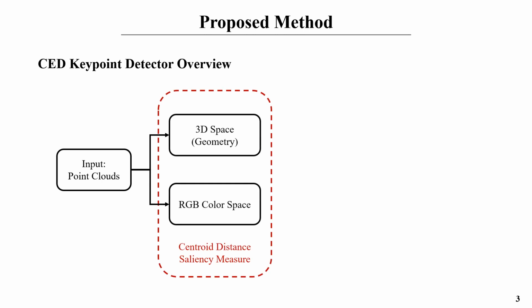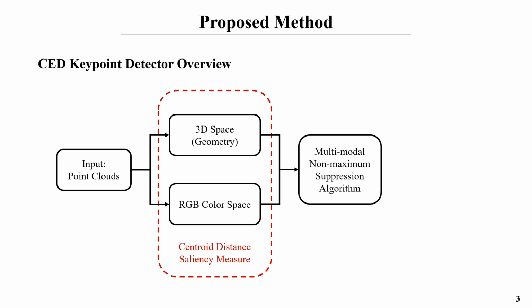The overview of the algorithm is the following. For each input point cloud, we will apply the centroid distance saliency measure in both 3D space and RGB color space, and the two measures will be combined by a multimodal non-maximal suppression algorithm to produce keypoints.